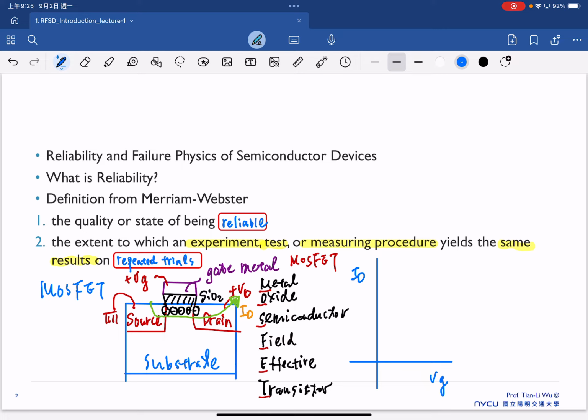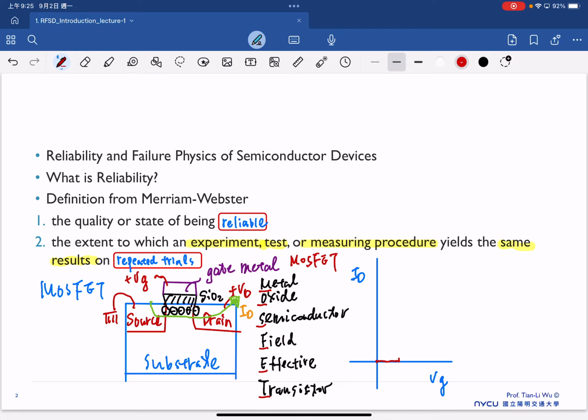If you look at this characteristic, you can imagine this is a graph where we apply the gate bias on the gate side and sense the current from the drain side. Therefore, the typical characteristic of the ID-VG curve is that first, you slowly increase the gate voltage.